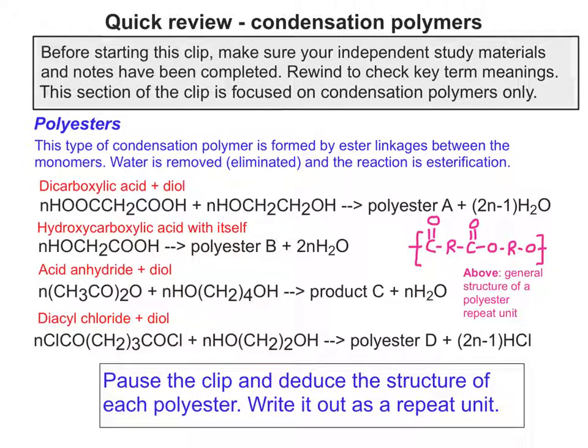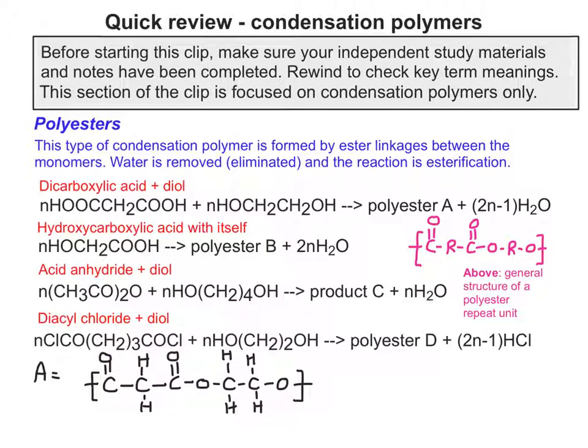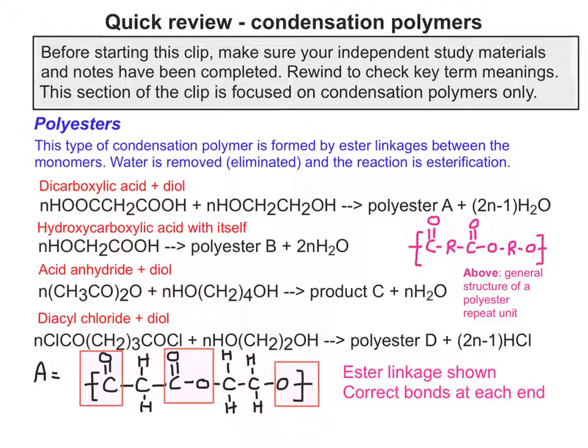So here's another exercise for you. Why not pause the clip and see if you can work out the structure of each polyester, but write it out as a repeat unit. So here's the structure for A. A couple of key points to point out before we go any further. Those points are the ester linkages shown in the middle, and the correct bonds are shown at each end. And also, trailing bonds should actually cross the square brackets.